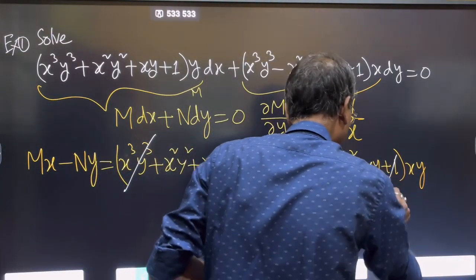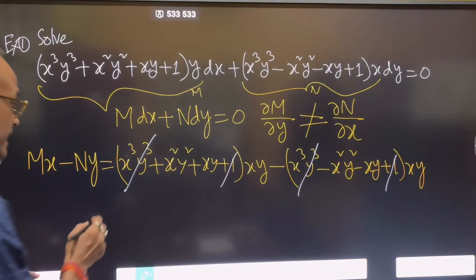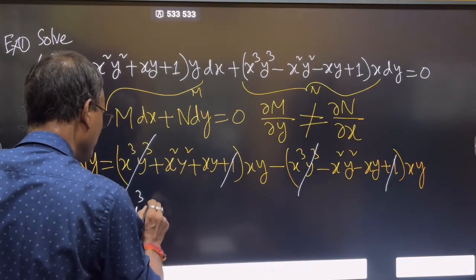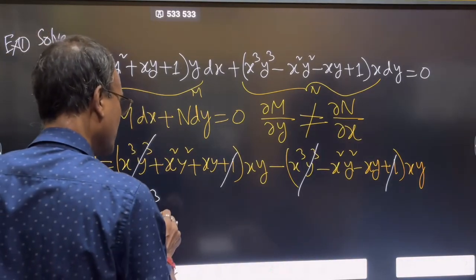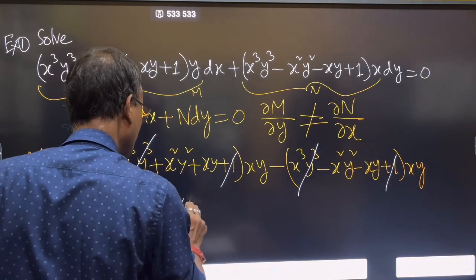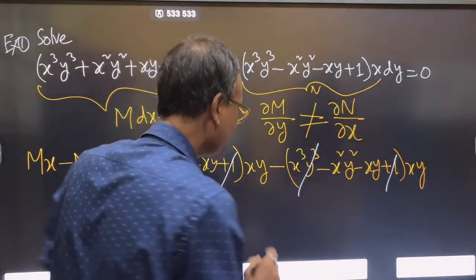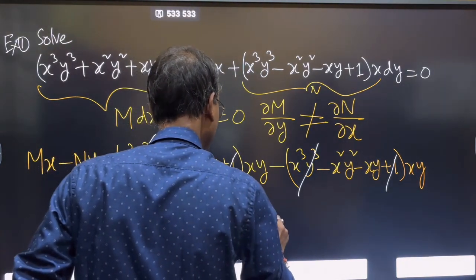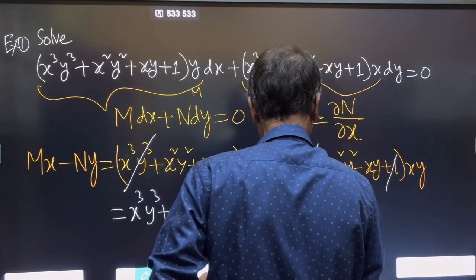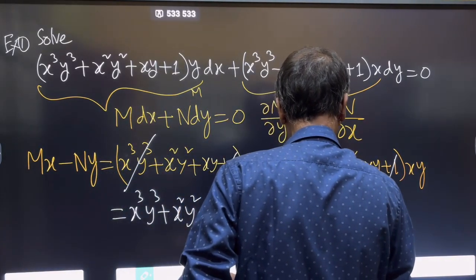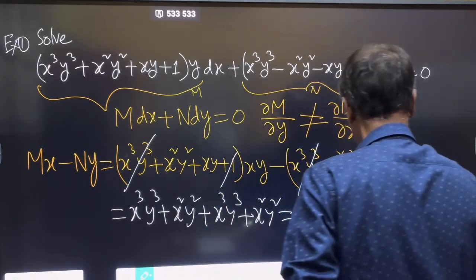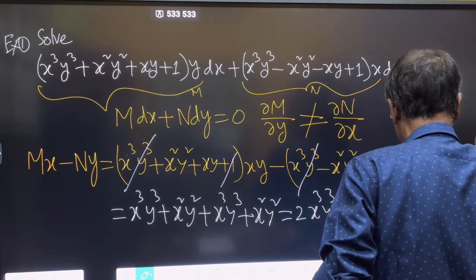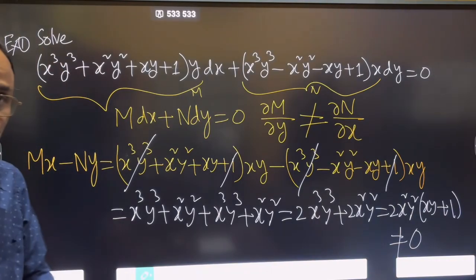These terms, you will get here x cube y cube plus x square y square plus x cube y cube plus x square y square. This means 2 times x cube y cube plus 2 times x square y square. This is equal to 2 times x square y square into (xy plus 1). This is not equal to 0.